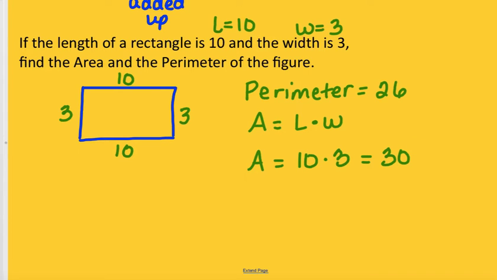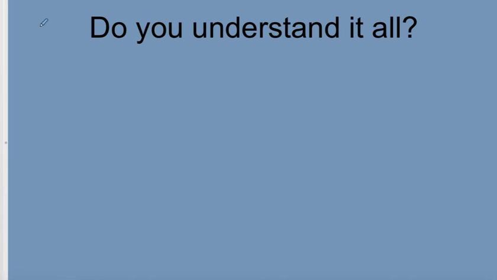One thing, and we're going to talk more about that this year, when we talk about area, the units are always squared. So this would be 30 units squared. So we have a perimeter of 26 and an area of 30 units squared. And that's how we can evaluate using geometry. Do you understand it all?